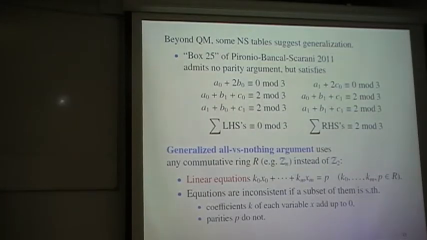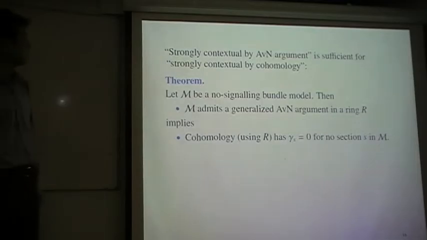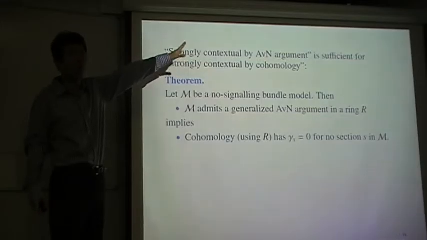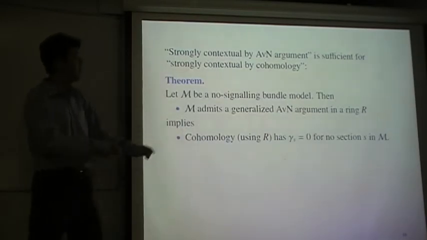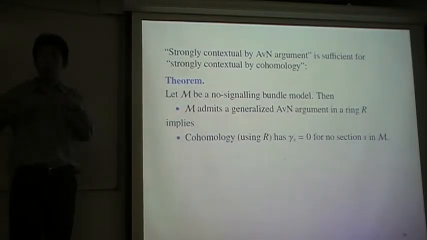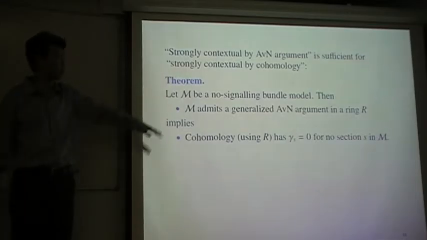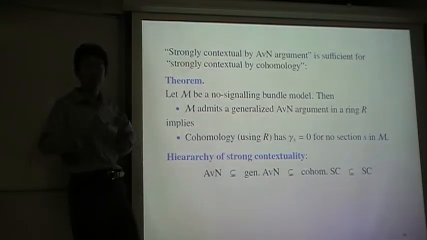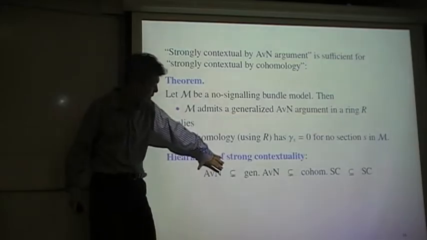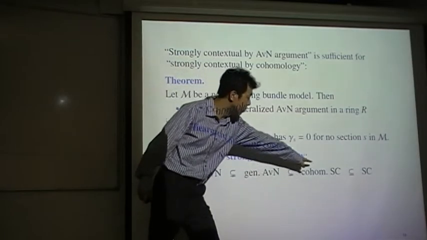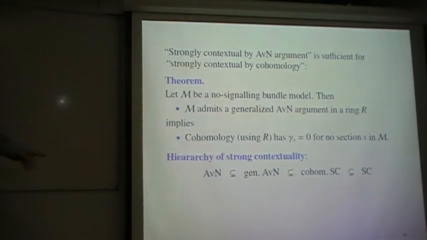Now, let's go back to the comparison with cohomology. Being strongly contextual by AVN, or the generalized all versus nothing argument in this sense, is actually sufficient. It implies strong contextuality by using a cohomological test. That's the main theorem of the paper. So the point is that there's a hierarchy even among strongly contextual models. Starting with AVN, the all versus nothing argument, then generalized using any ring, that's contained in cohomologically strongly contextual, and then it's contained in all the strongly contextual models.